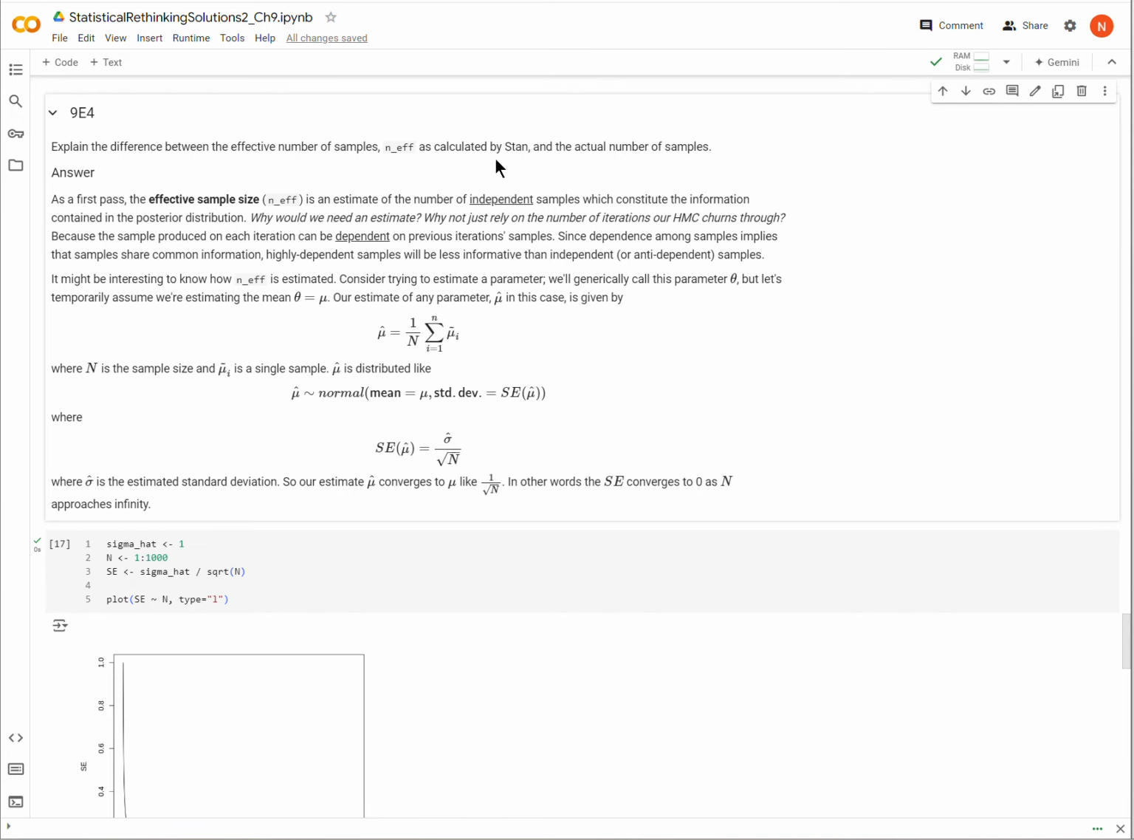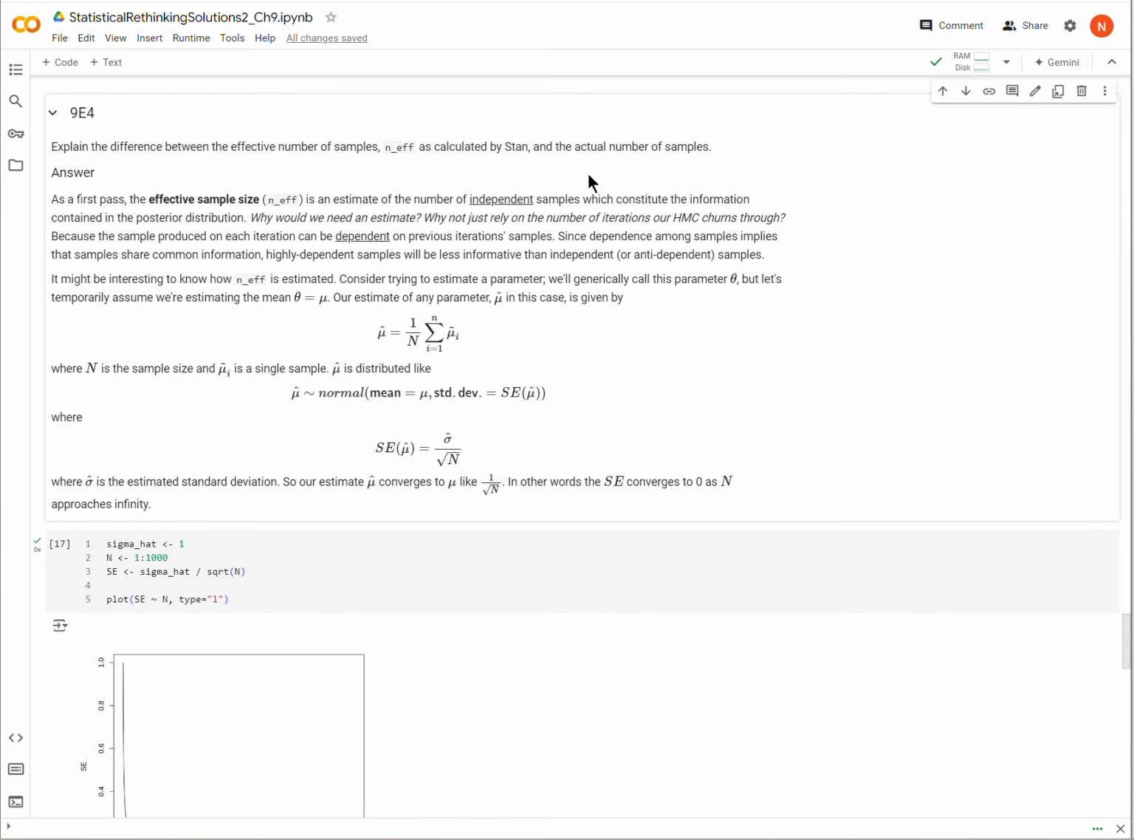Okay, all right. So then why not just take the number of iterations as being the number of samples? The reason is that each iteration is related to the other iterations in the run, and that's just a byproduct of how the algorithm has to work.